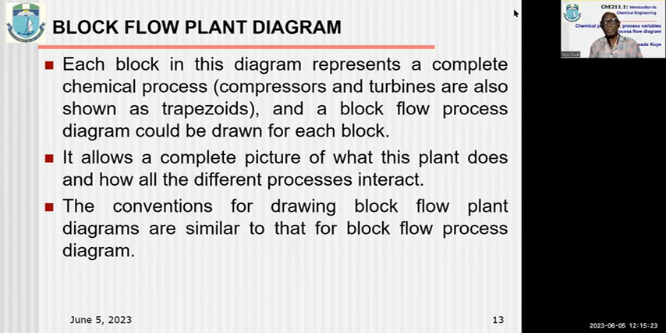For example, compressors and turbines are shown as trapezoids. I hope we all still remember our elementary geometry, what a trapezoid is. Just something like this. It's a little bit slanting rather than square.